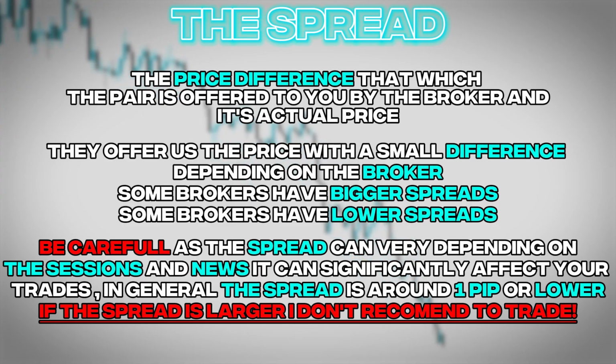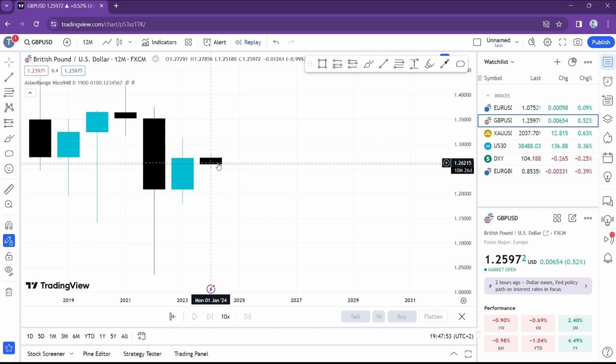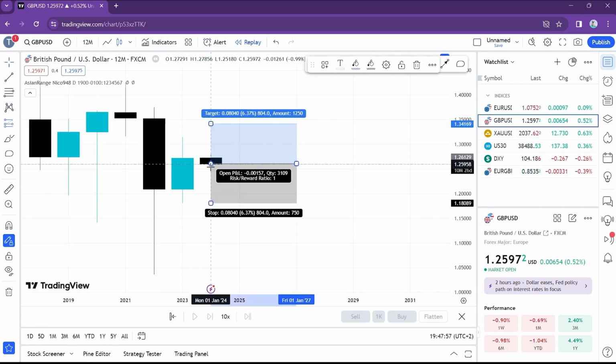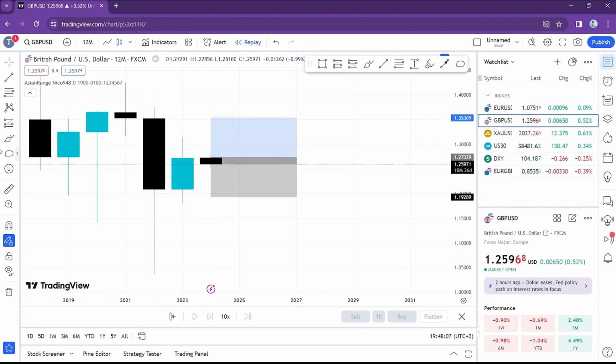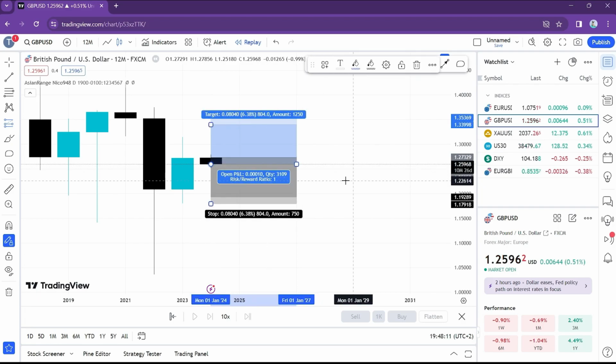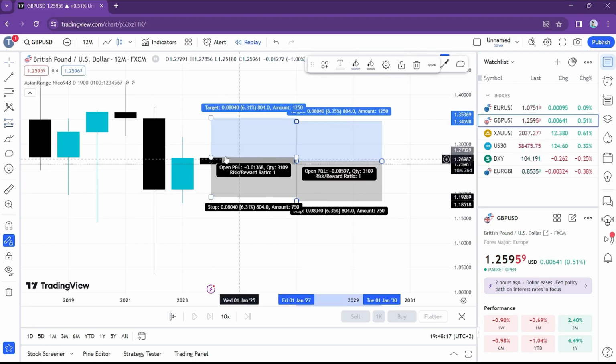I recommend not trading. So to make you understand, let's say the price is at this level and we want to open a long position. Okay, if you had no spread, the position would be open here, but with the spread, the position will be open like this. So that's the spread. That's the level you want to open the position at, and that's the level you get your position open.